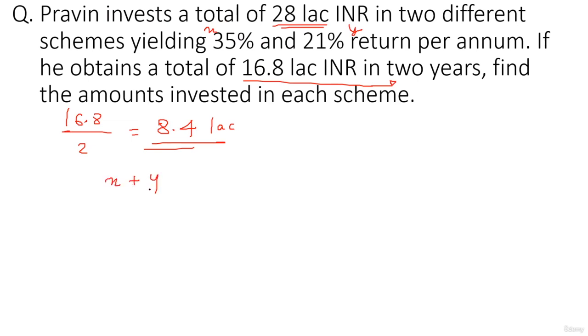So can we say x plus y is equal to 28 lakh? Of course, that's the total investment, right? Okay, now इस x वाले स्कीम पे, x वाले अमाउंट पे 35% रिटर्न है. 35% of x is 0.35x plus 21% return y पे है, so it will be 0.21y. That's the total return which you will be getting, right? And this is equal to 8.4 lakhs.